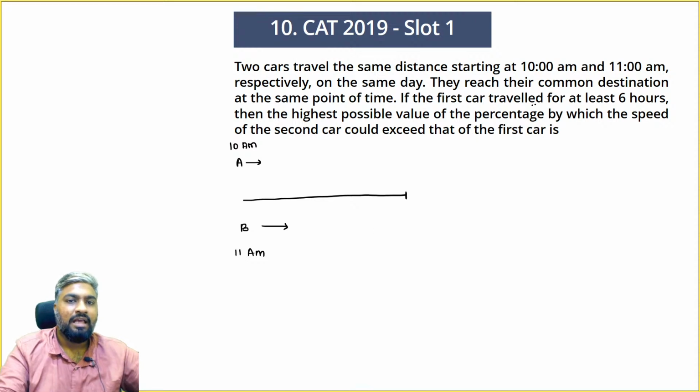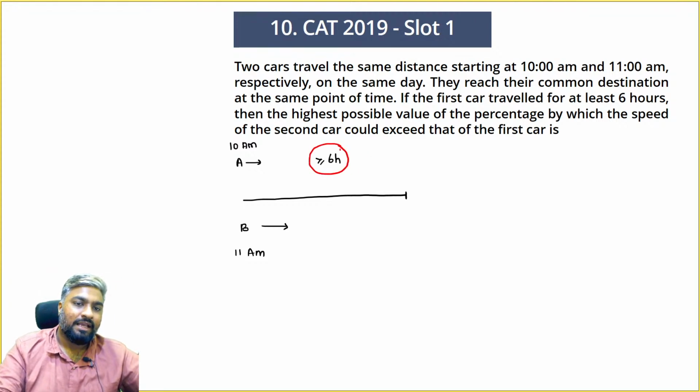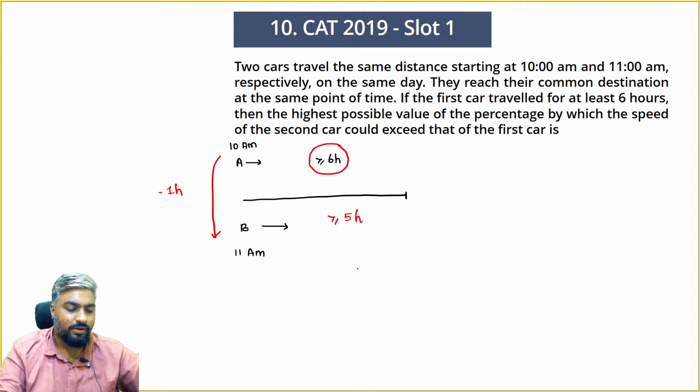The first car has traveled for at least 6 hours, and they're asking the highest possible value of the percentage by which the speed of the second car could exceed that of the first car. Since they both meet at the same time, this would have taken at least 6 hours. Car B starts 1 hour later, so its travel time will be 1 hour less, at least 5 hours. Do you agree, guys? If this is 6 hours, this is 5 hours, correct?